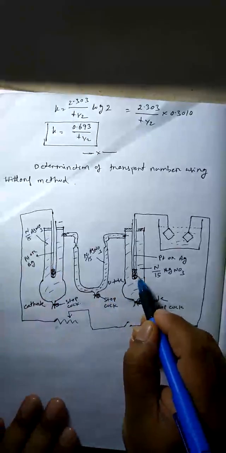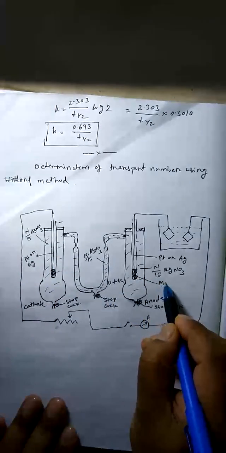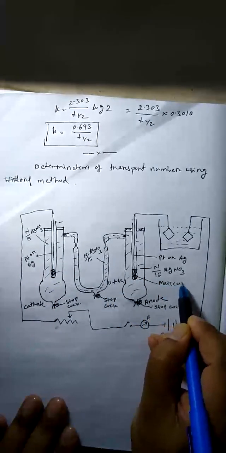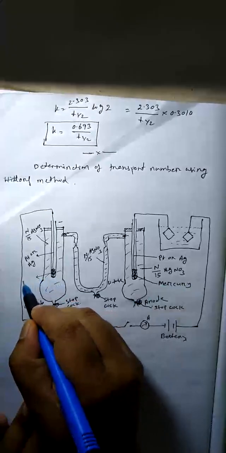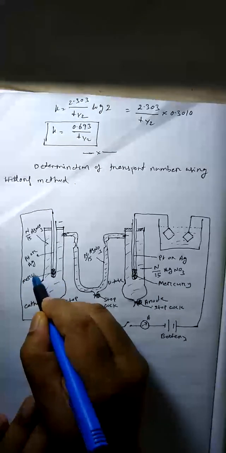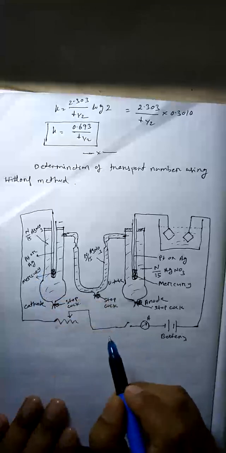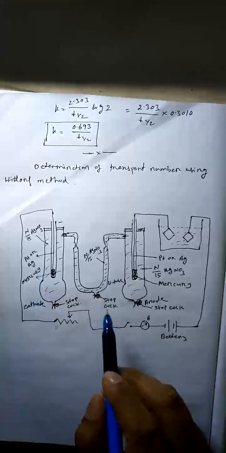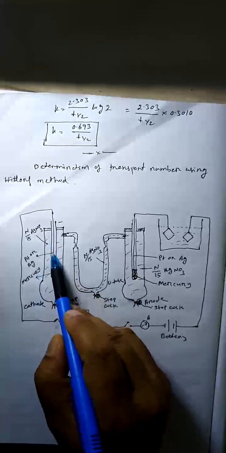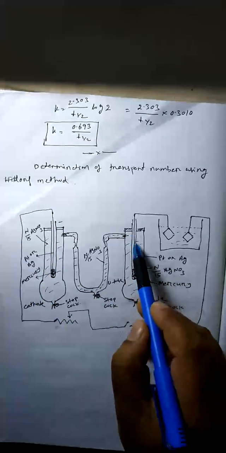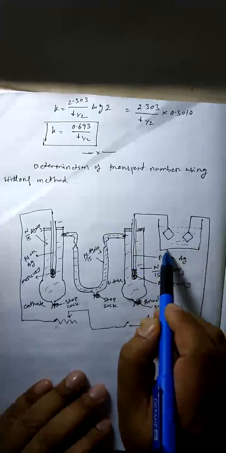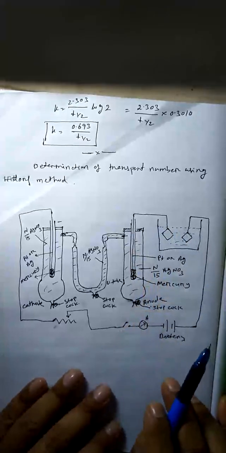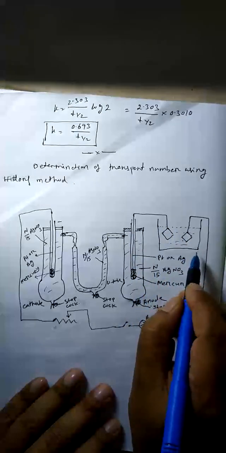These are called mercury. This is also mercury. This is the electrode made from platinum or silver. This is also platinum or silver. This entire instrument is called a copper coulometer or silver coulometer.